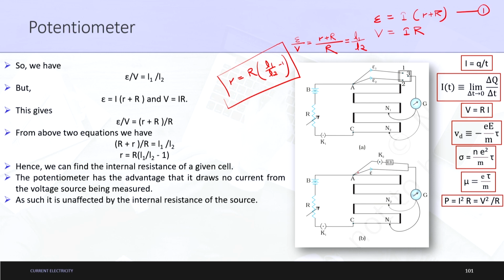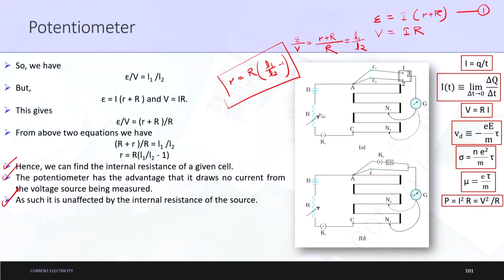The potentiometer has the advantage that it draws no current from the voltage source being measured. So this is one of the applications. As such, it is unaffected by the internal resistance of the source. Quite evident, it is unaffected by the internal resistance. So even if the internal resistance is present, there is no issue, because we just need to find the value at which the current passing through the galvanometer will be 0. We just need that value. So even if internal resistance is present, there won't be any change or error, because we are taking that into consideration also if we need to find the value of internal resistance. Therefore this is unaffected by the internal resistance of the source also.